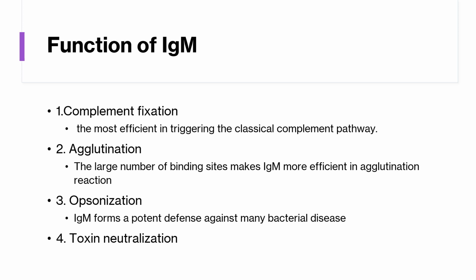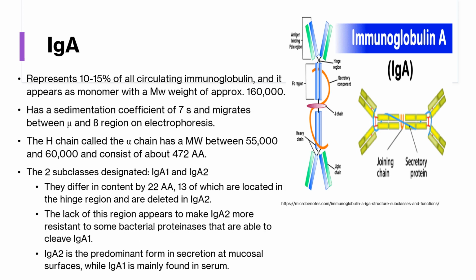Okay, so that is the function of the IgM. Now let's proceed with the IgA. So in the serum, IgA represents 10 to 15% of all circulating immunoglobulin, and it appears as a monomer with a molecular weight of approximately 160,000. It has a sedimentation coefficient of 7S, and migrates between the mu and the beta region on electrophoresis.